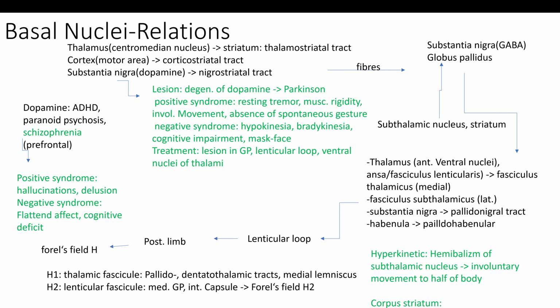Its fibers enter the field H. Field H1 is formed by the thalamic fascicle, pallidothalamic and dentatothalamic tracts, and medial meniscus. Field H2 is formed by the lenticular fascicle. It goes from the medial part of GP and perforates the internal capsule, entering field H2.